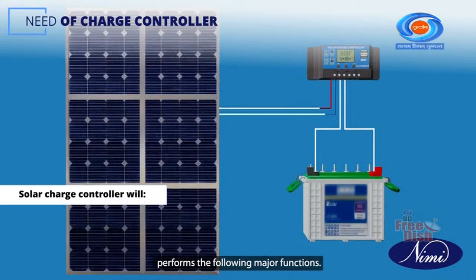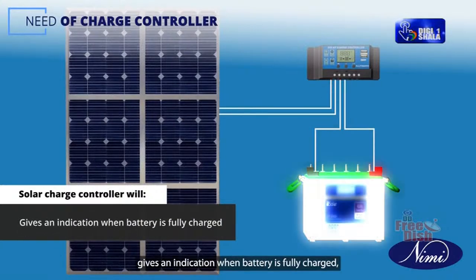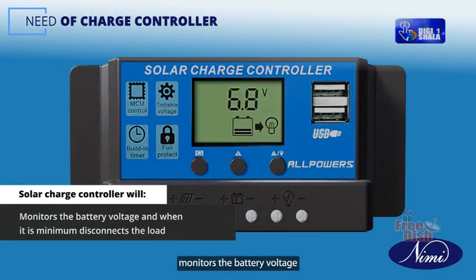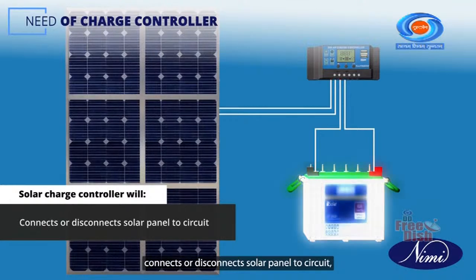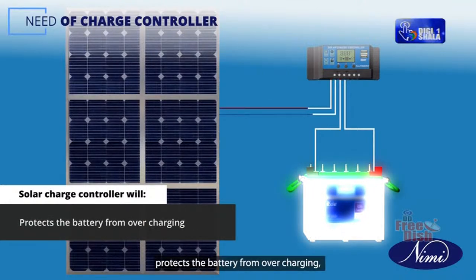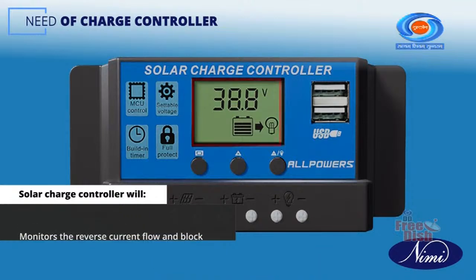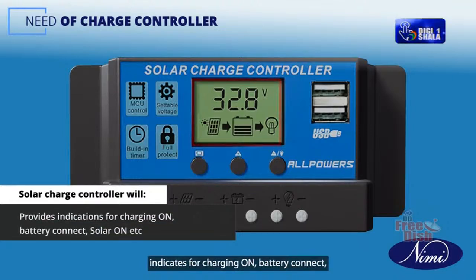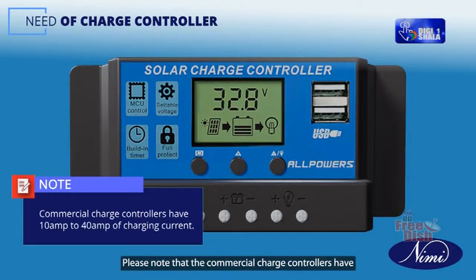The solar charge controller performs the following major functions. It charges the battery, gives an indication when the battery is fully charged, connects or disconnects the load, monitors the battery voltage, and when it is minimum, disconnects the load, connects or disconnects the solar panel to the circuit, protects the battery from overcharging, prevents the battery from deep discharge, monitors the reverse current flow and blocks it, indicates charging on, battery connect, solar on, etc. Please note that commercial charge controllers have 10 ampere to 40 ampere of charging current.